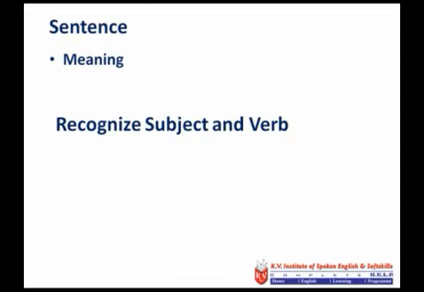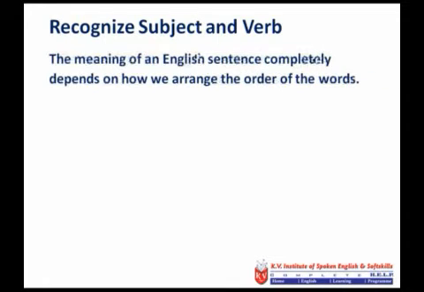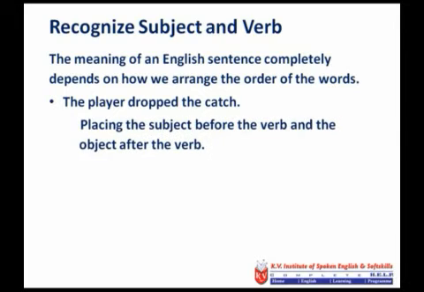To be able to find the subject in a sentence, you need to ask yourself what word the sentence is describing. And you also need to ask yourself what the subject did to find out the action verb. The meaning of an English sentence completely depends on how we arrange the order of words. For instance, the player dropped the catch. It is a very simple sentence.